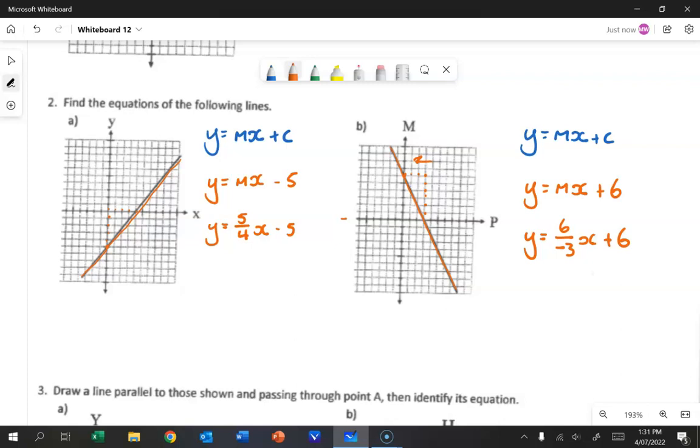But don't forget as well, simplify these equations if you can. So the final answer will be -2 because 6 over 3 is 2. And that's your final answer.